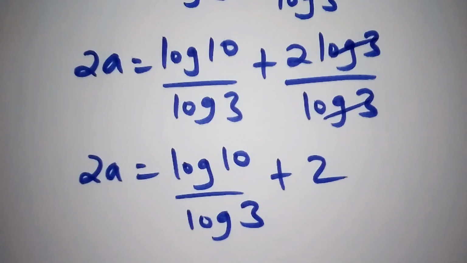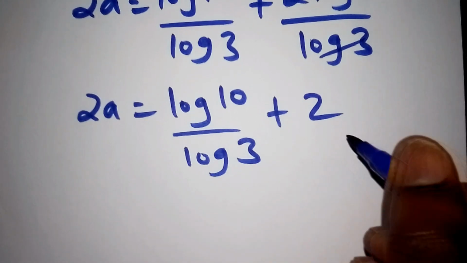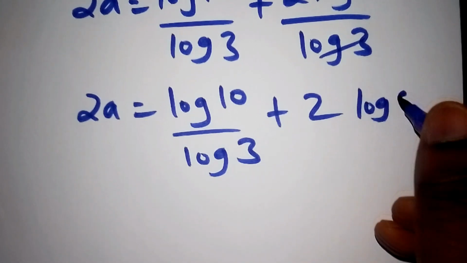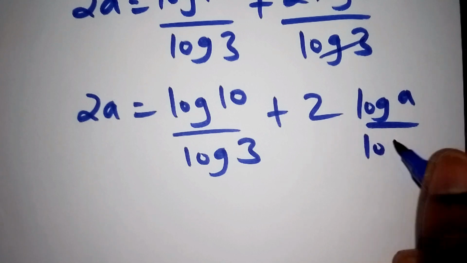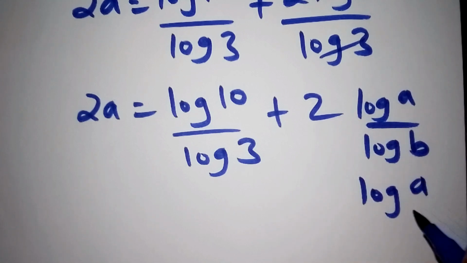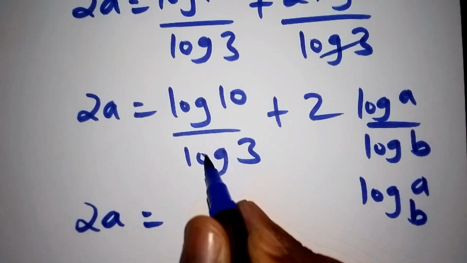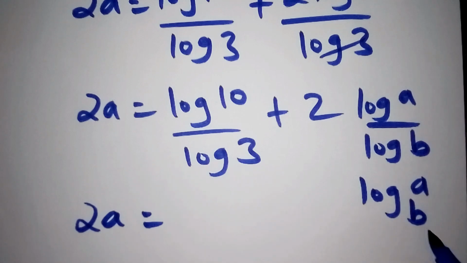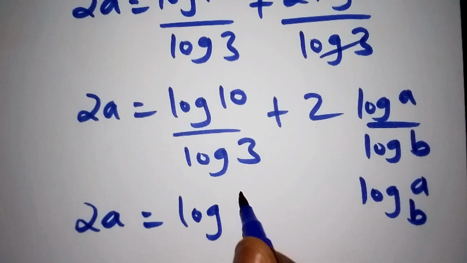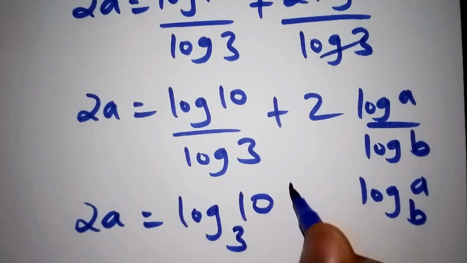Next, assume we have something like the log of a all over the log of b. This can be written as the log of a to the base of b. So in this case 2a is equal to, using the log of a to the base of b, the log of 10 to the base of 3, plus 2.